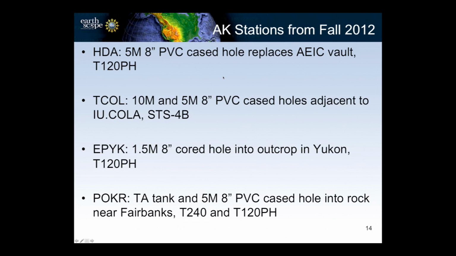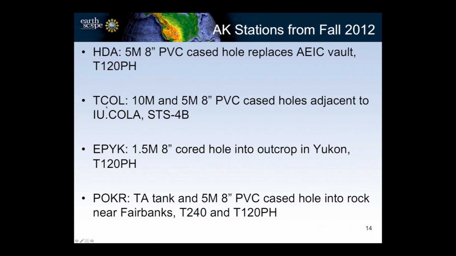So based on the experiences at Tolk, we wanted to put in a few more stations to test different sensors, different emplacement strategies. So we put in more deployments. One was a cord hole station that used a T120 post hole sensor, and the others used either T120 or STS4B. HDA actually replaced an AEIC AK network vault, with a 5 meter deep auger hole.